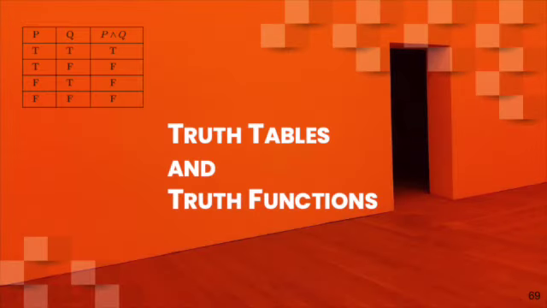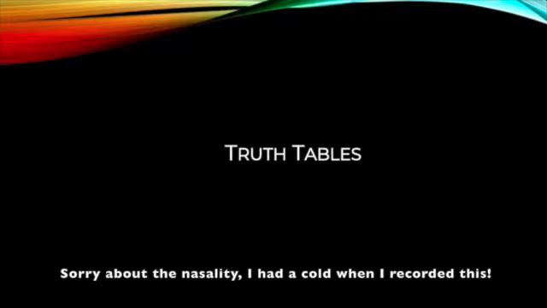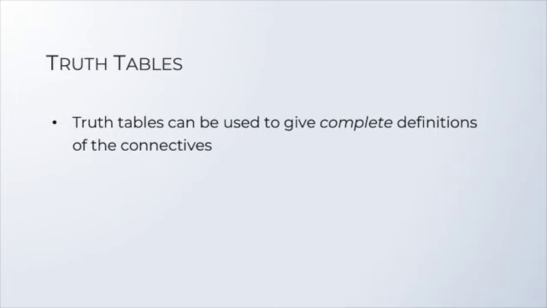Now we're going to discuss a very useful and indeed crucial device in our study of sentence logic. This device is what we call the truth tables. We said that one of the advantages of our formal language was that all of the terms are defined without any ambiguity. And this is definitely true of the connectives. Truth tables can be used to give complete definitions of the connectives.